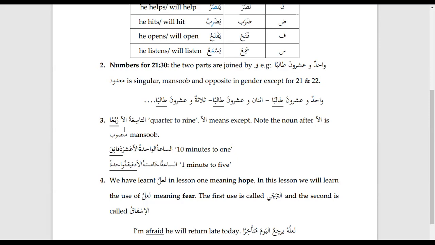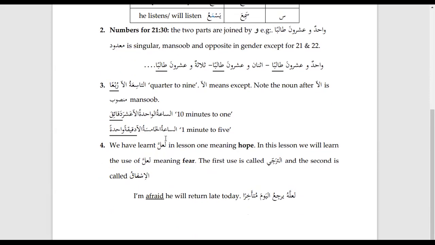Similarly, when you say 10 minutes to 1, you will say as-sa'atu al-wahidatu, that means 1 o'clock. But when you say illa 10 daqa'iqa, that means 10 minutes are left. So it will be 10 minutes to 1 o'clock. As we can see here, daqa'iqa is also mansub. And when we say 1 minute to 5, we will say as-sa'atu al-khamisatu illa daqiqatan wahidatan, meaning 1 minute to 5 o'clock. So what we need to notice is after illa, the noun will be mansub, and whatever minutes are there, we will mention those numbers in mansub form.